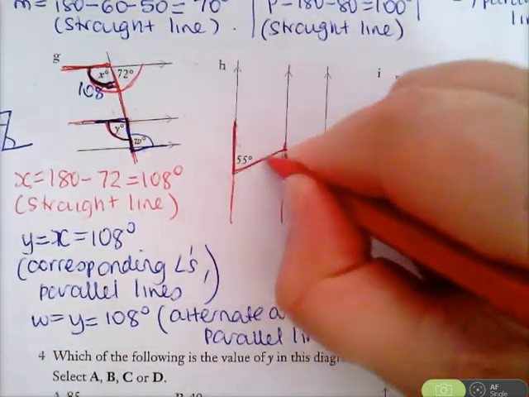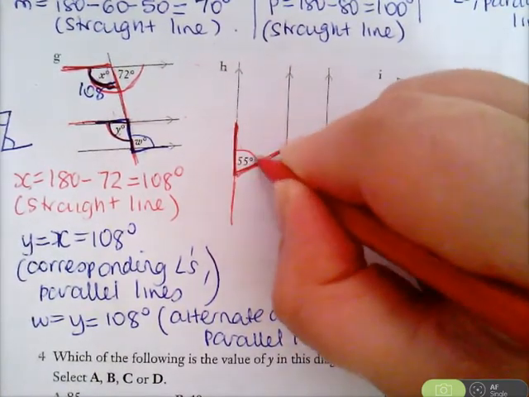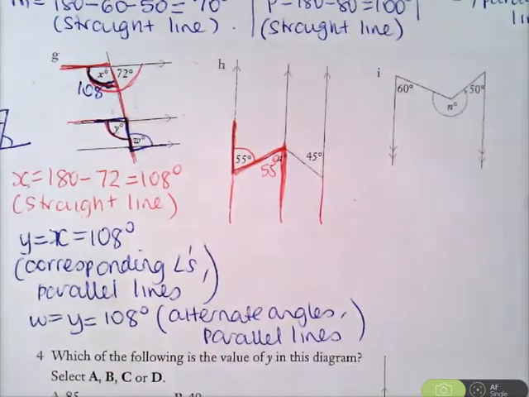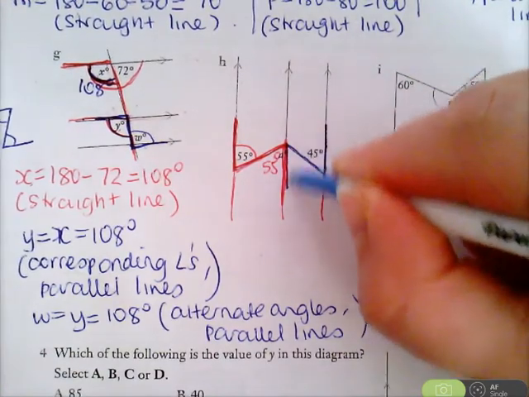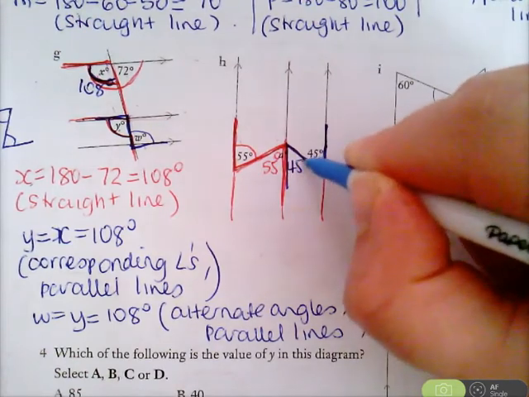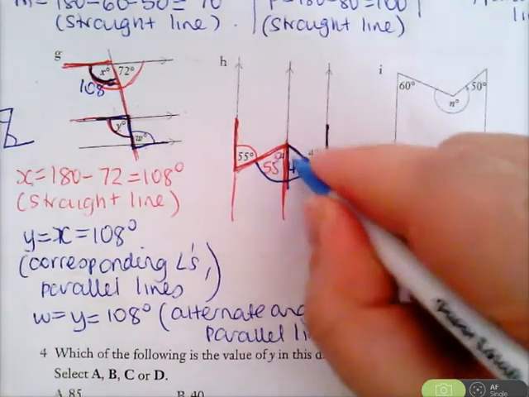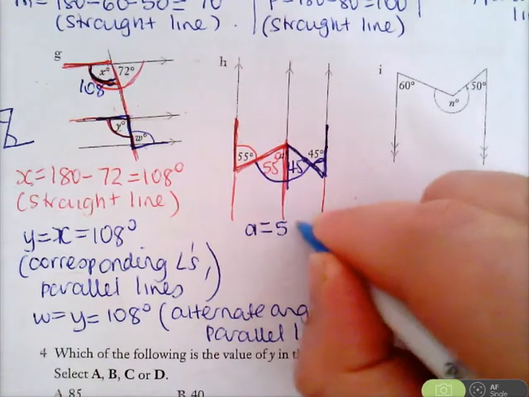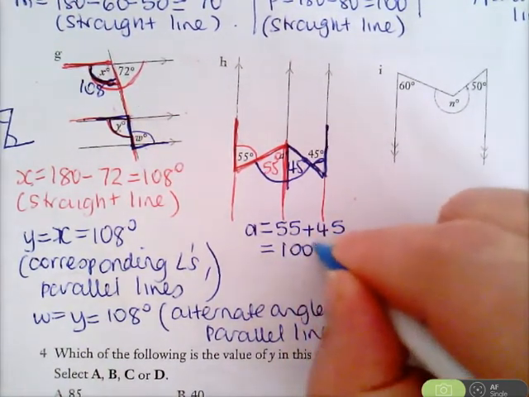Now I'm going to draw a backward Z in here. So if that bit there is 55, then so is that. And that's alternate. I'm also going to do another backward Z here. So if this bit here is 45, so is that bit in there, it's 45. Remember, we're trying to work out that whole thing, and that whole thing was called A. So A is the addition of those two. It's 55 plus 45, which is 100.